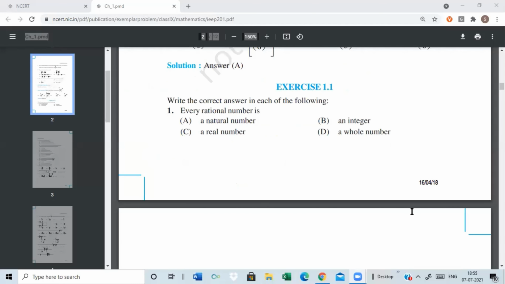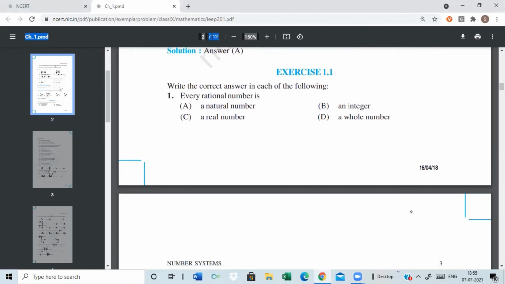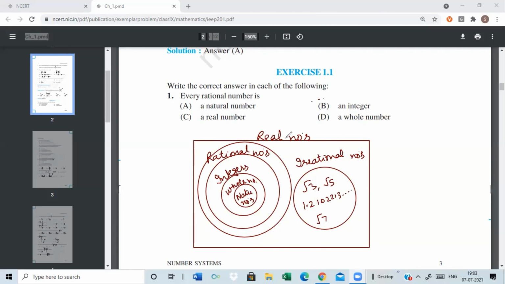So the first question says, every rational number is a natural number or an integer or a real number or a whole number. First of all, you should know these various terms: what is a whole number, integer, real number and a natural number. I'll try to explain this by a Venn diagram. This shows a universal set of real numbers.